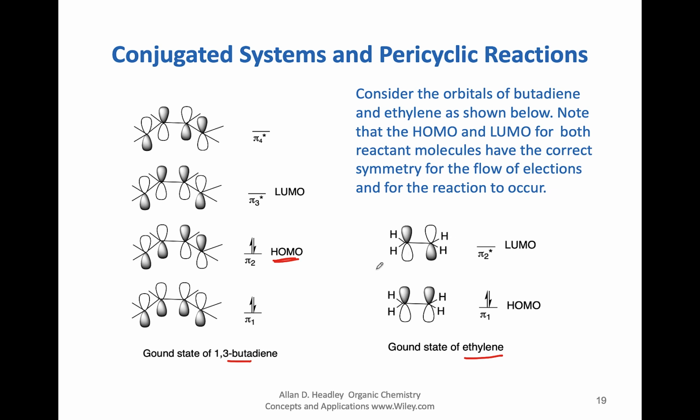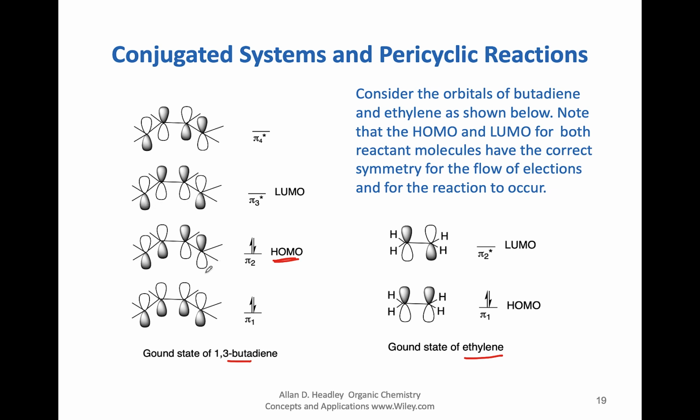So what we need to make sure of, though, is that it's symmetry allowed. So let's look at this. So here is the HOMO of ethylene. Notice these two are up. And here is the LUMO of butadiene. Notice these two are down.